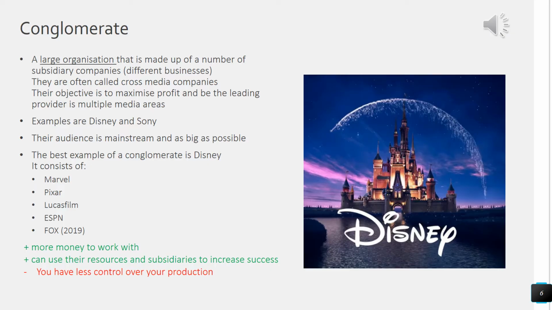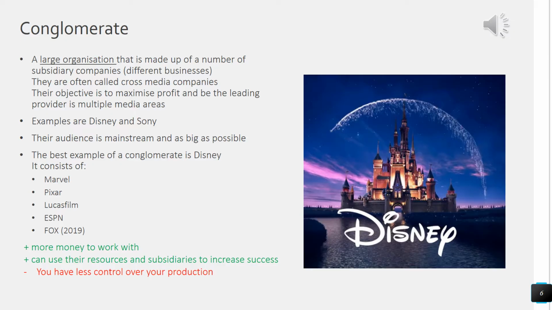Now, a conglomerate is a large organisation made up of a number of subsidiary companies. What that means is they're basically a big giant company that have got a lot of other smaller companies that they own. Sometimes the exam likes to call these cross-media companies. That's another term that you could use for them. Now their main objective is to make as much money as possible and to be the leading provider in all of these different areas. The main examples are Disney and Sony.